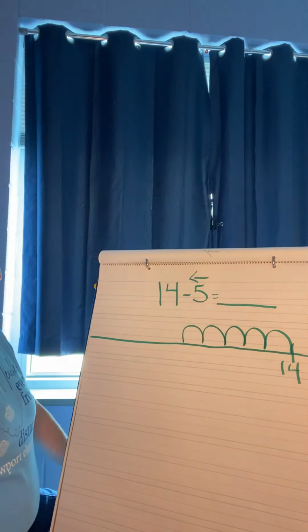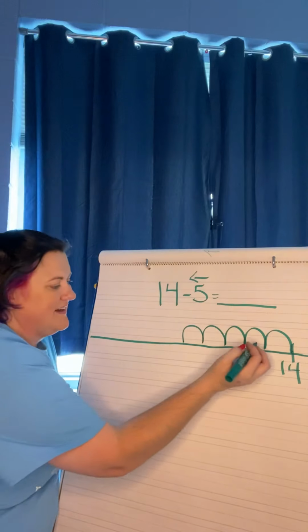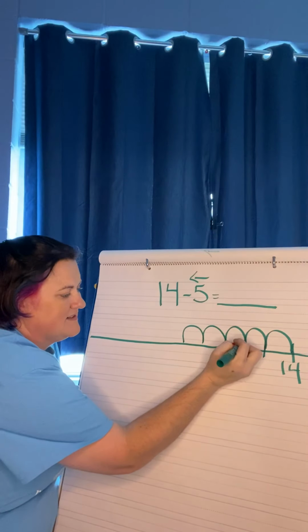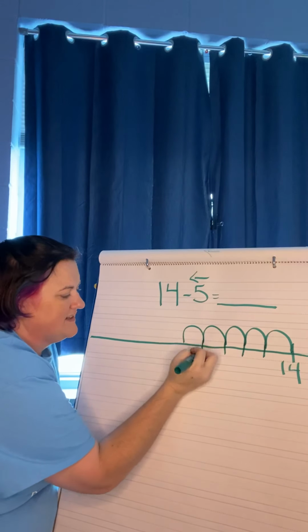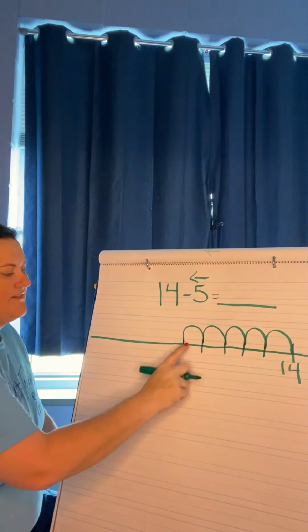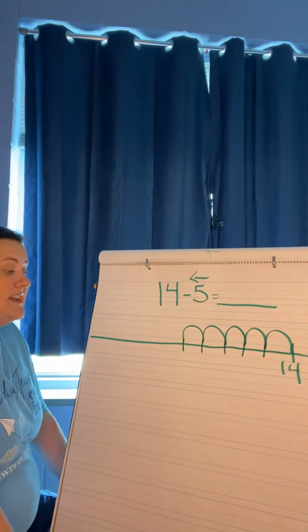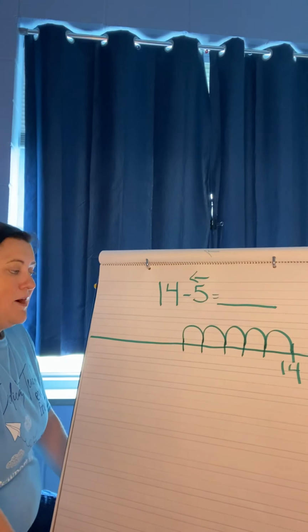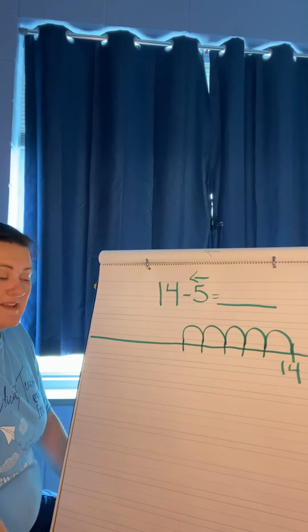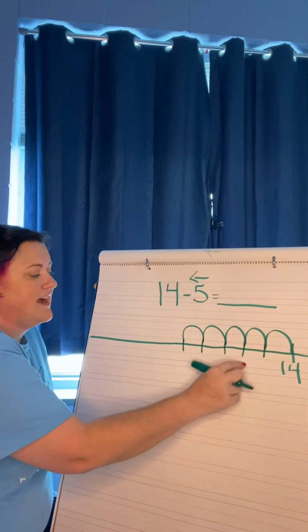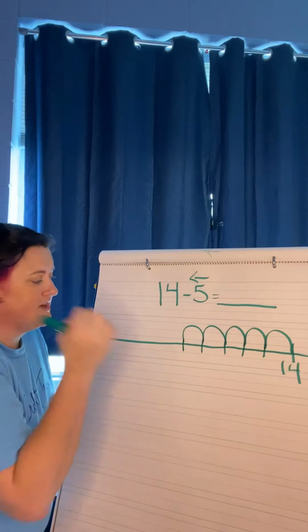Excellent job making those hops. So now we're ready to add our tick marks to make our equally spaced lines on our number line. So we have our equally spaced lines. And now we're ready to skip count backwards by one to figure out our numbers on the number line.